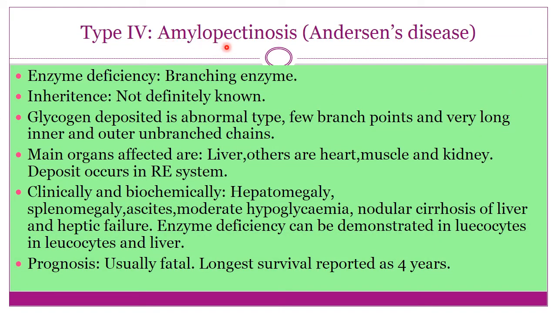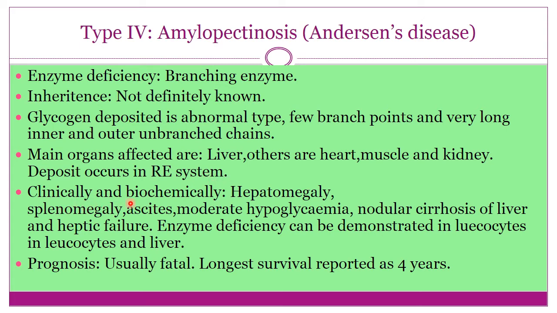Then type 4, that is amylopectinosis, also known as Andersen's disease. The enzyme deficient here is the branching enzyme, and the type of inheritance is not defined. The glycogen deposited is abnormal, with only a few branch points and very long inner and outer unbranched chains. The main organs affected are liver, heart, muscle and kidney. Deposits also occur in the reticuloendothelial system.